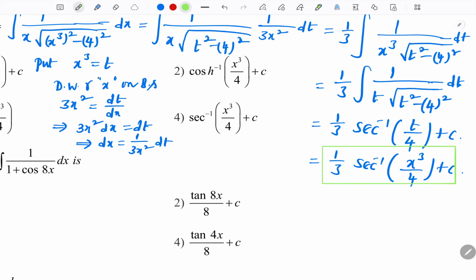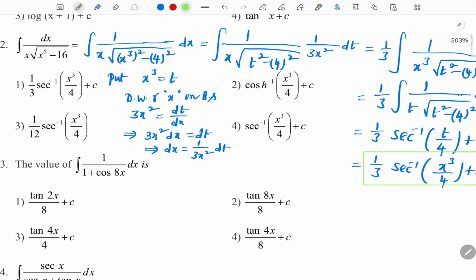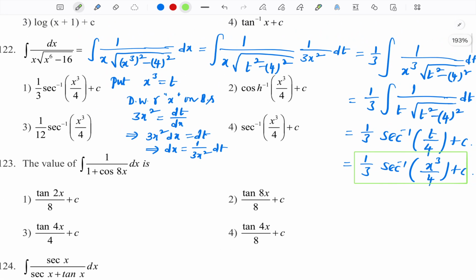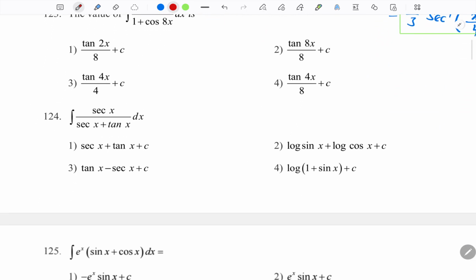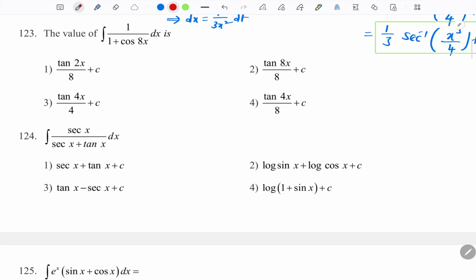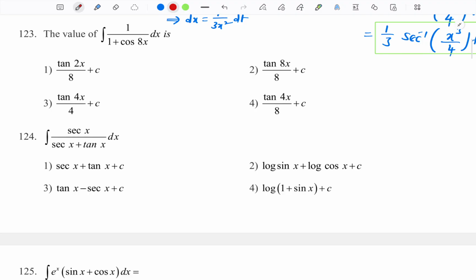Now see which one is the correct option. 1 by 3 times secant inverse of x cube by 4. It's option number 1. Next question. It is also a very easy question, just by using trigonometric formulas.